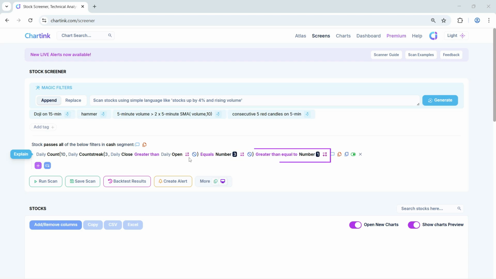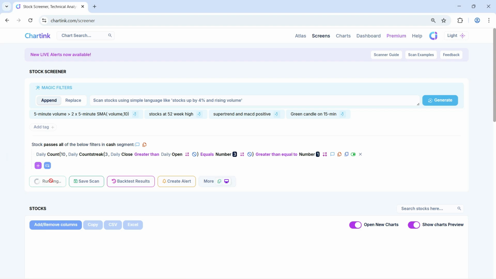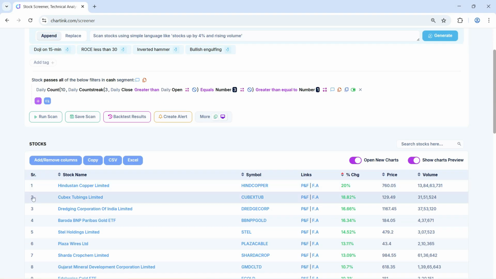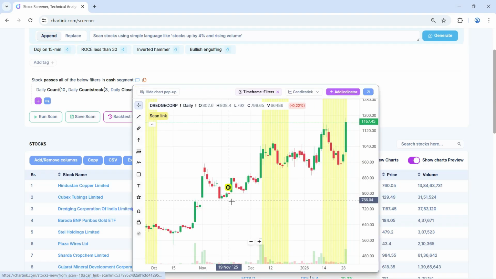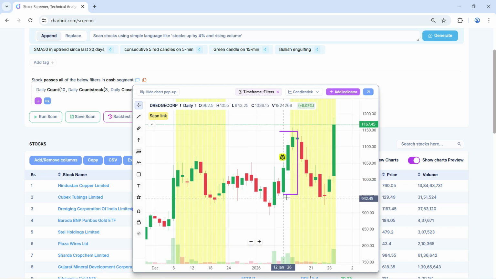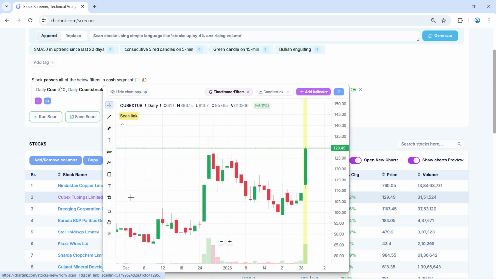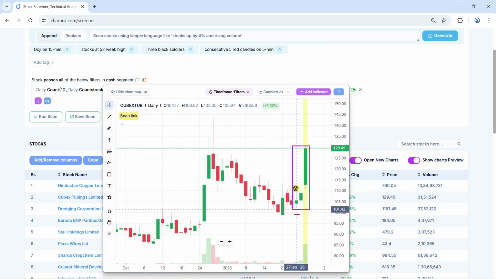Outside the count, set the comparison operator as greater than or equal to 1. This operator ensures at least one streak of 3 continuous green candles exists within the last 10 candles. After this, run the scan and check whether there is a continuous sequence of green candles and whether that streak appears within the last 10 candles.